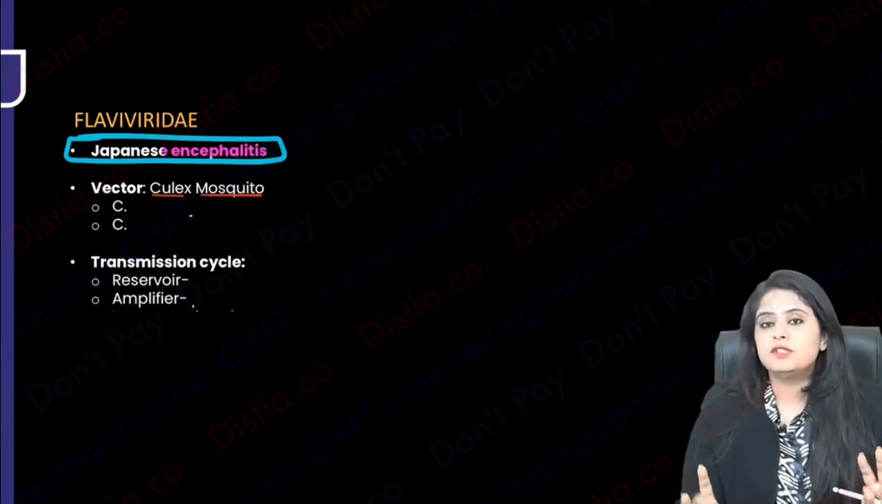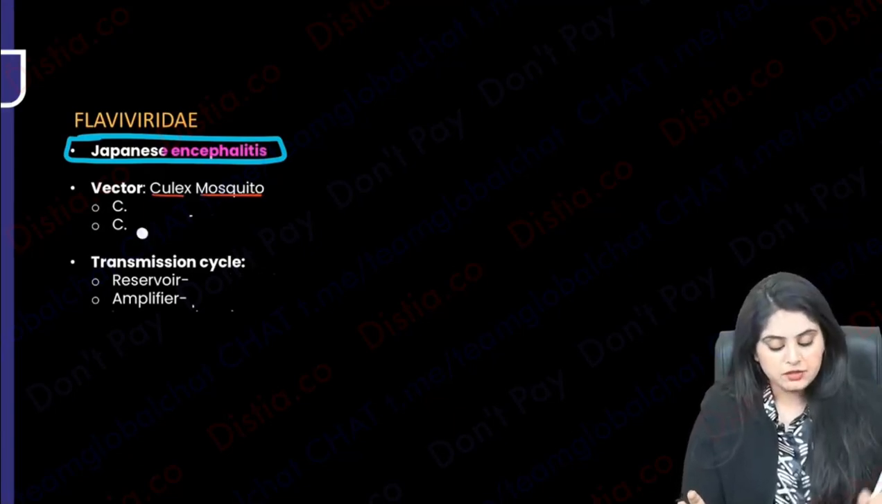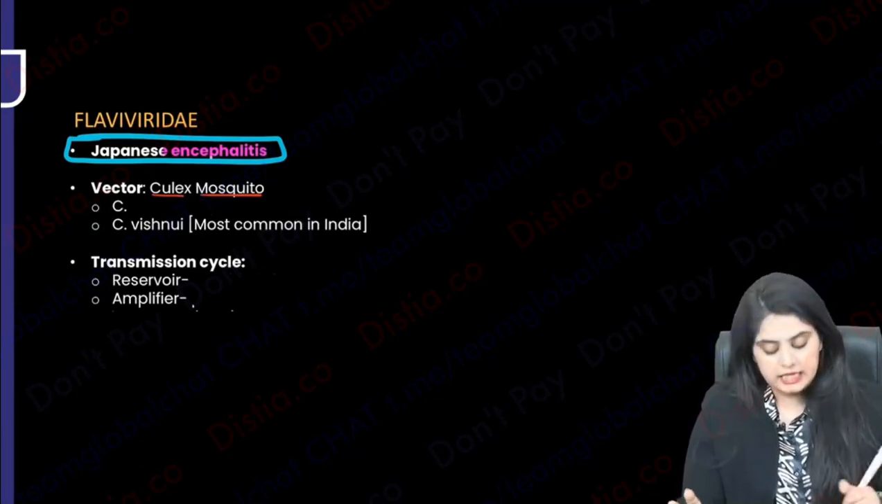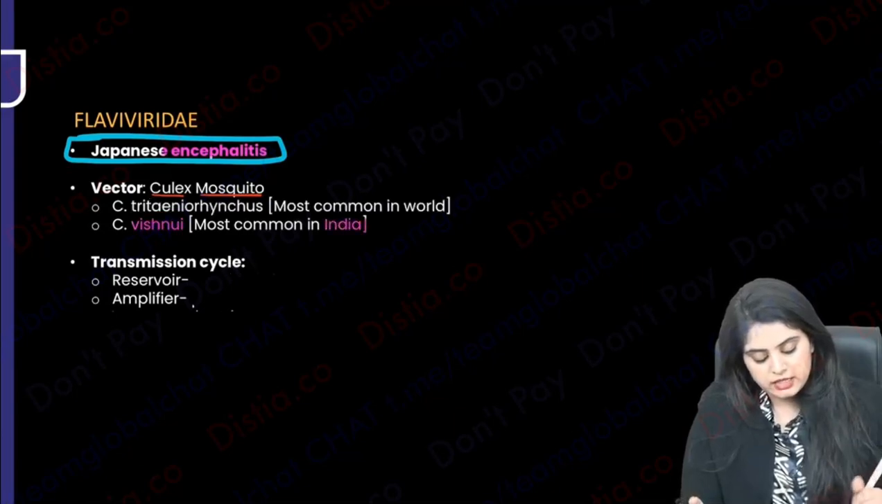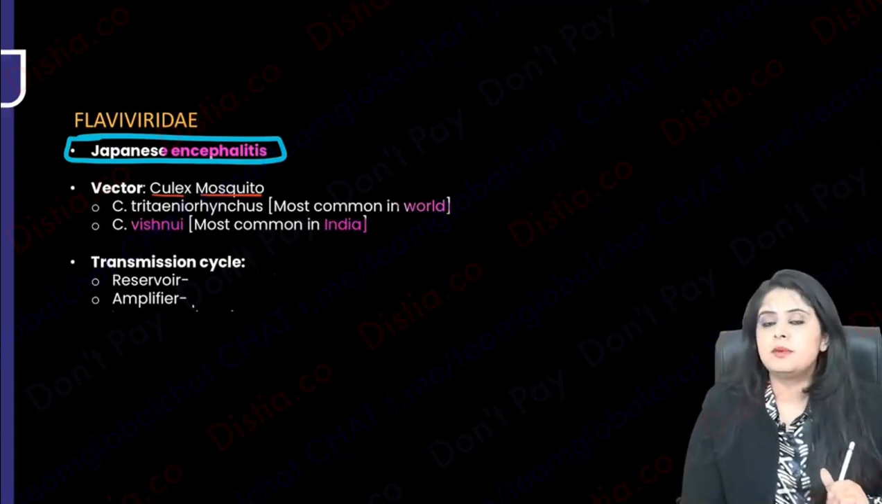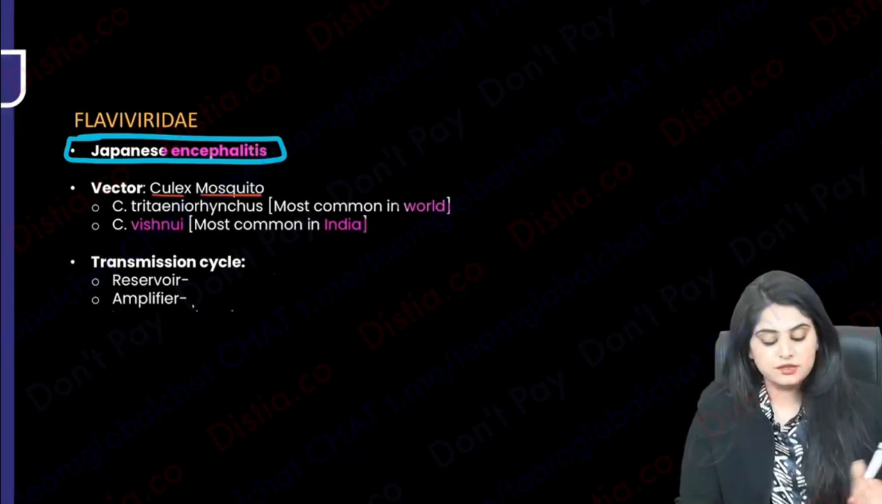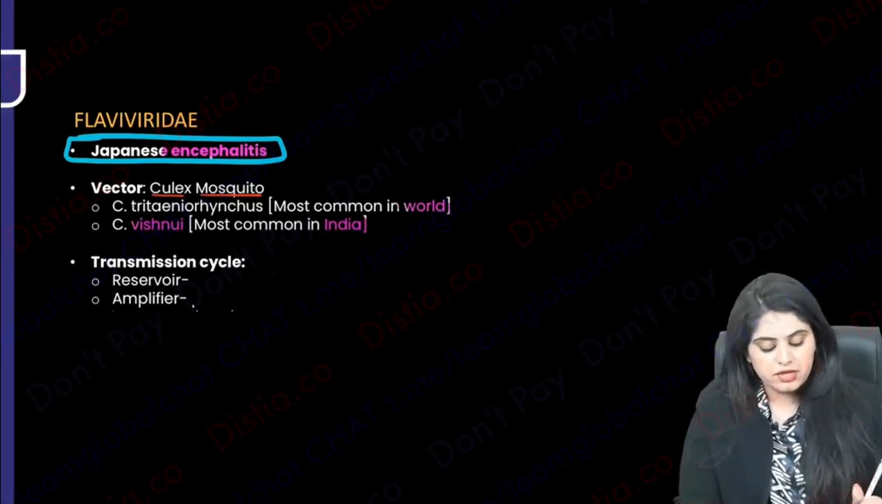Which of these, tritaeniorhynchus and vishnui, is more commonly used in India? Vishnui is more commonly used in India. So if they ask you which is the more common vector in India, you will remember Culex vishnui is more common in India, and Culex tritaeniorhynchus is common in the world. Easy to remember, vishnui in India, tritaeniorhynchus in the world. Who is the reservoir and the amplifier?